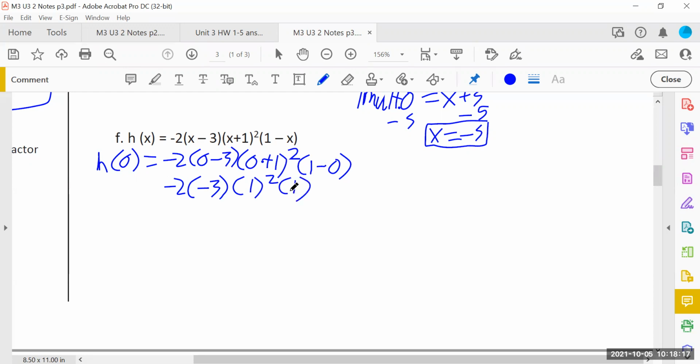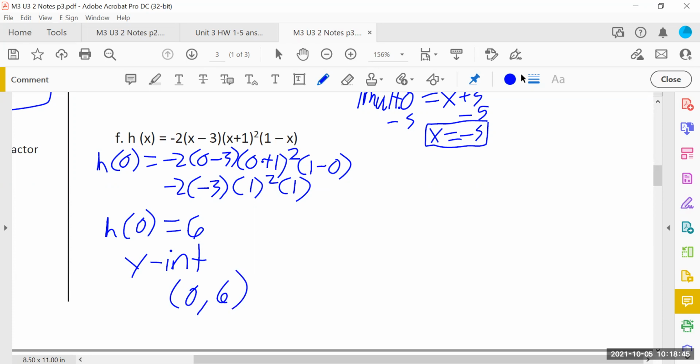Most of the time, it'll work out this way where they're small numbers. Like it's easy to multiply it all the way out. If you need to use a calculator, that's fine. But negative 2 times negative 3 is going to be positive 6 times 1 times 1 times 1 is just all going to be 6. So my y-intercept is 0, 6. My y-intercept is 0, 6.